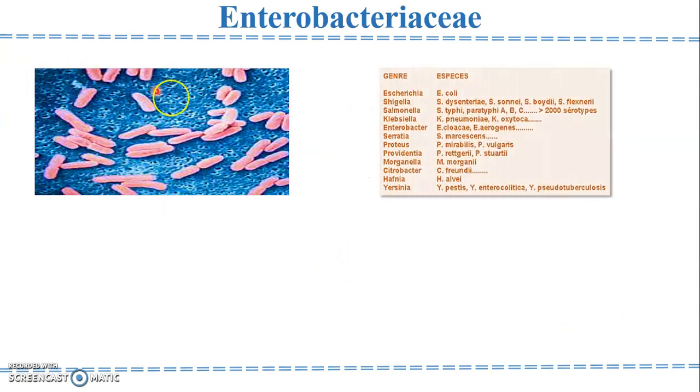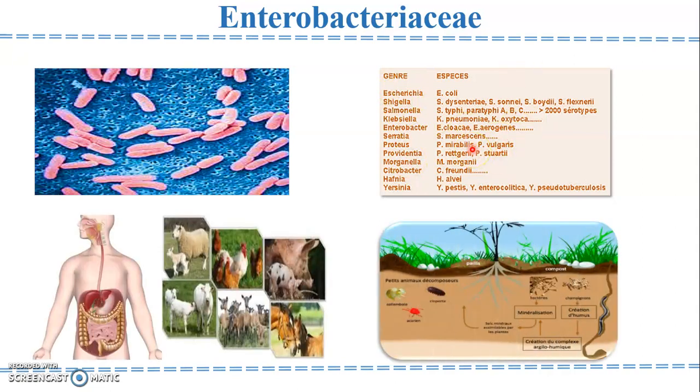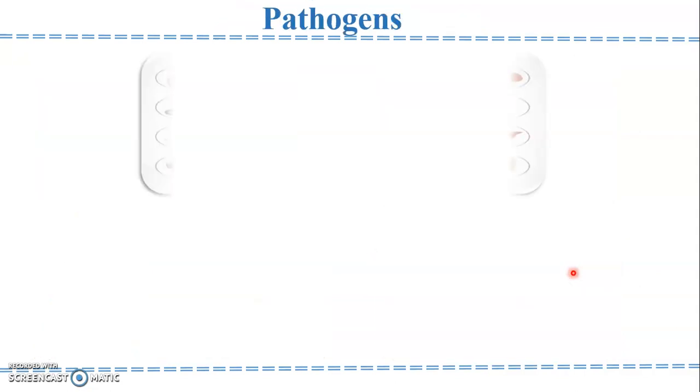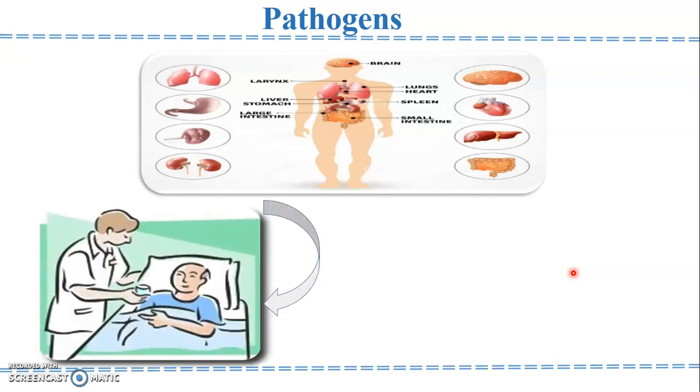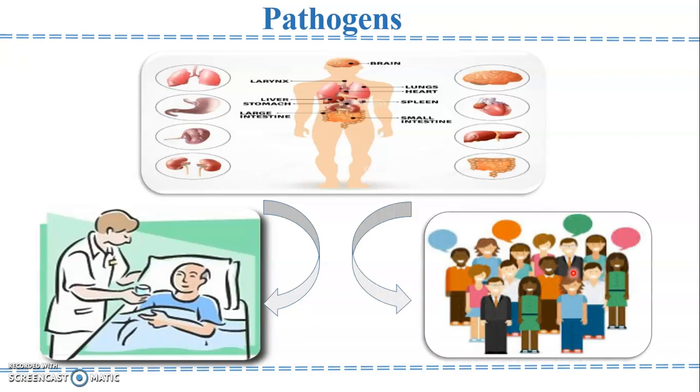Enterobacteriaceae represent a heterogeneous family of gram-negative bacilli, which include a large number of genera and species. These germs can be commensals of the digestive tract in humans and animals, as they naturally exist in the soil. Further, these Enterobacteriaceae are common pathogens causing different types of hospital and community-acquired infections.